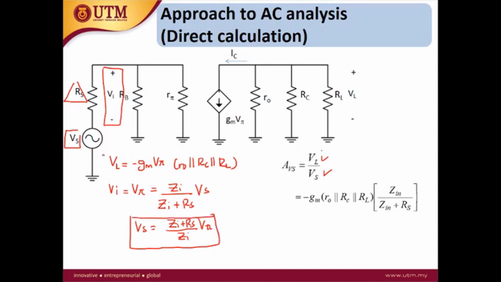From the first equation, you combine this equation and then you can get this answer. AVS is minus Gm R node parallel with RC parallel with RL times Zin over Zin plus Rs.